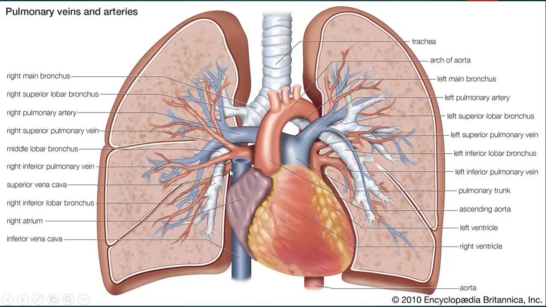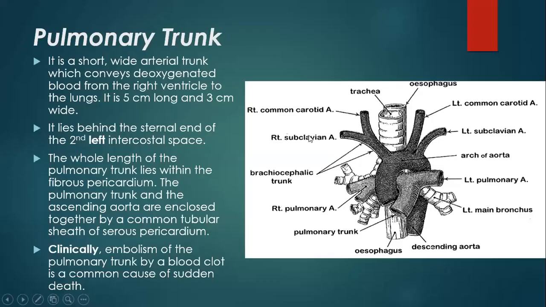Even though there are four pulmonary veins, there are only two pulmonary arteries, one right and one left. They are shown in blue color, even though they are arteries. If you see here, the pulmonary trunk is a short, wide arterial trunk which conveys deoxygenated blood. That's what is shown in blue color.